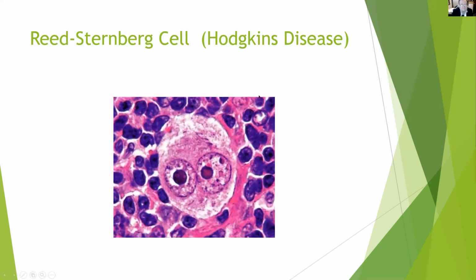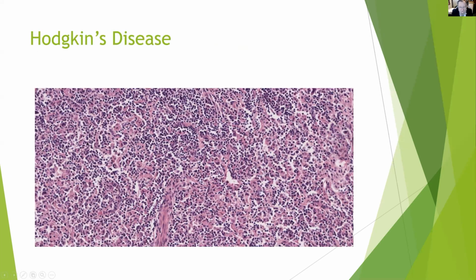A couple of examples. Here is a Reed-Sternberg cell, characteristic of Hodgkin's disease. Large cell, larger than these. Double nuclei, prominent nucleoli. You can spot it. But now for the real pathologist, this is what Hodgkin's disease looks like. You have to find that Reed-Sternberg cell somewhere in here amongst all of these other cells that are not.